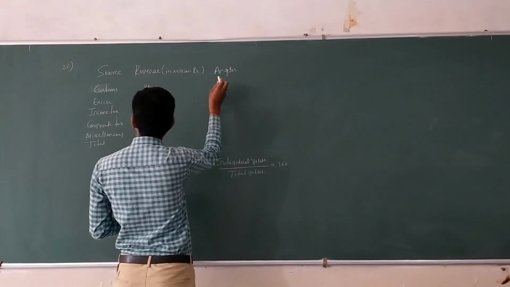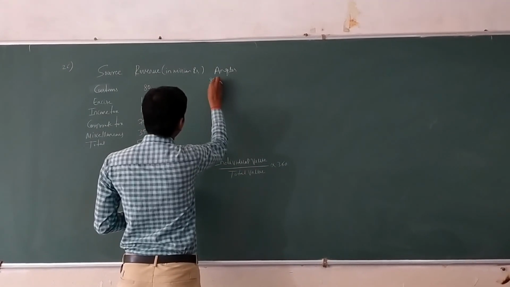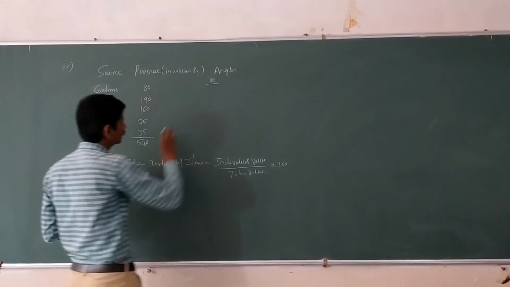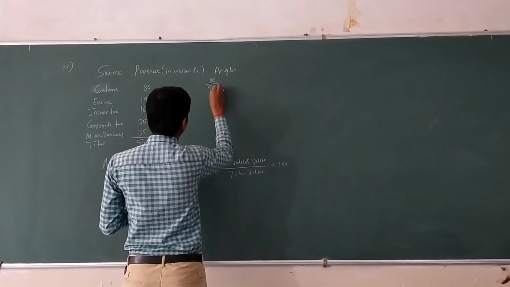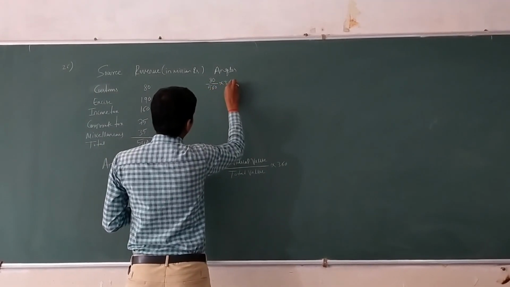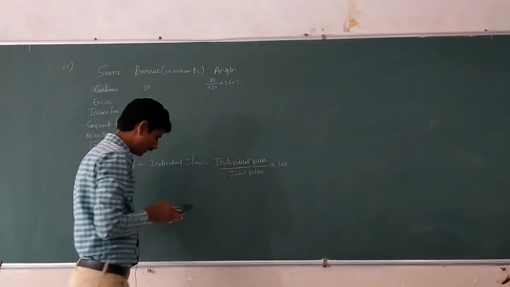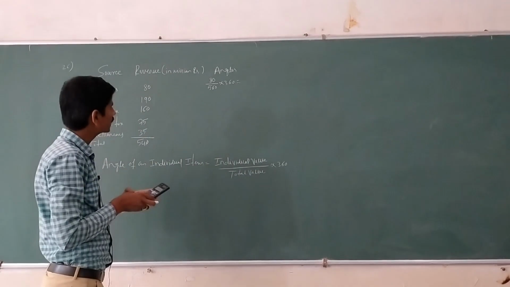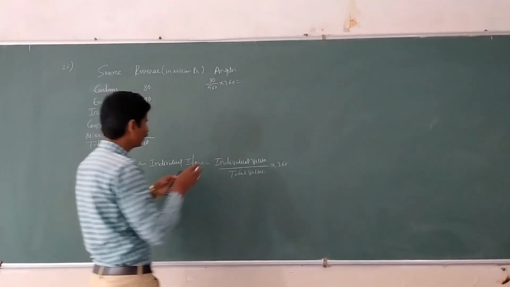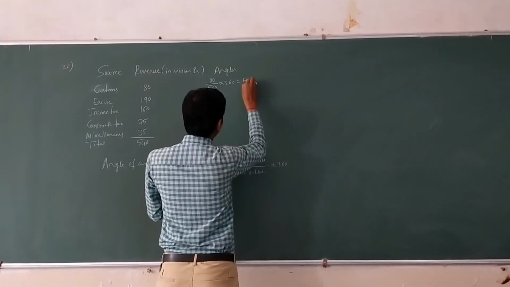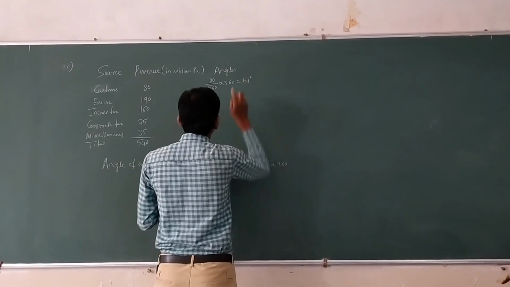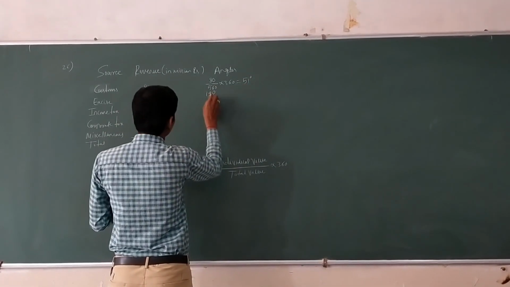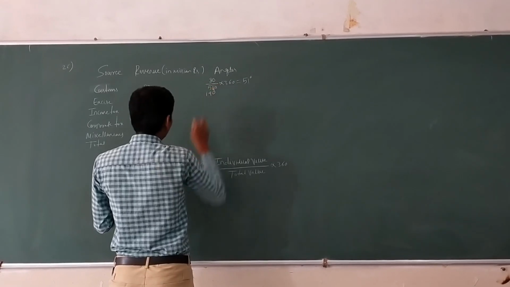Here 80 is the customs. 80 divided by the total value, 560, into 360 is 51.42. Then you write 51 degrees. First 51. The next, 190 divided by 540.